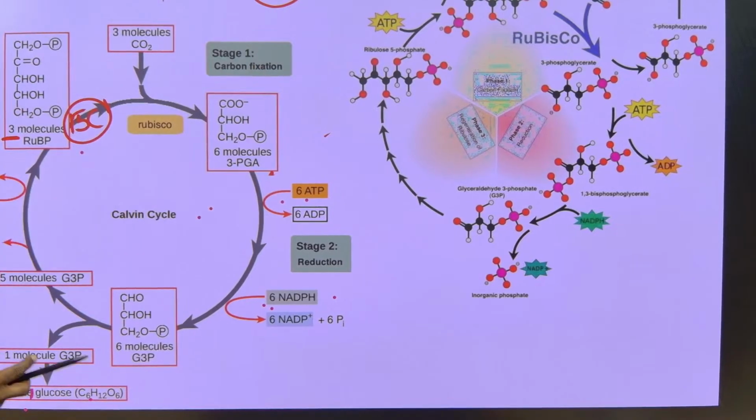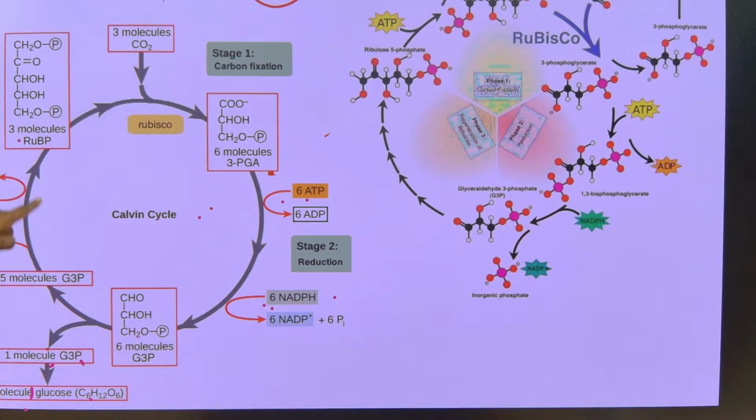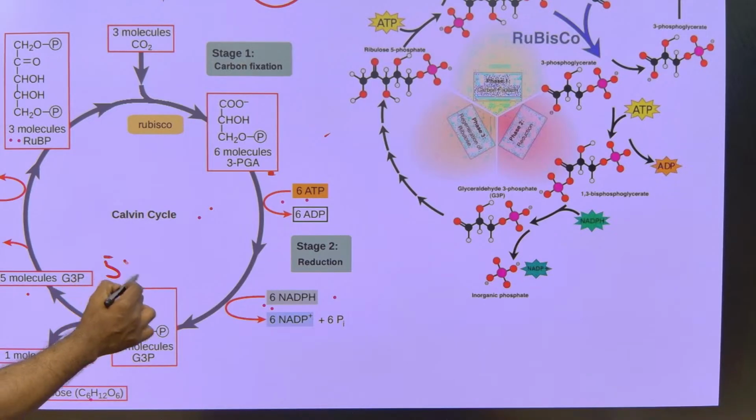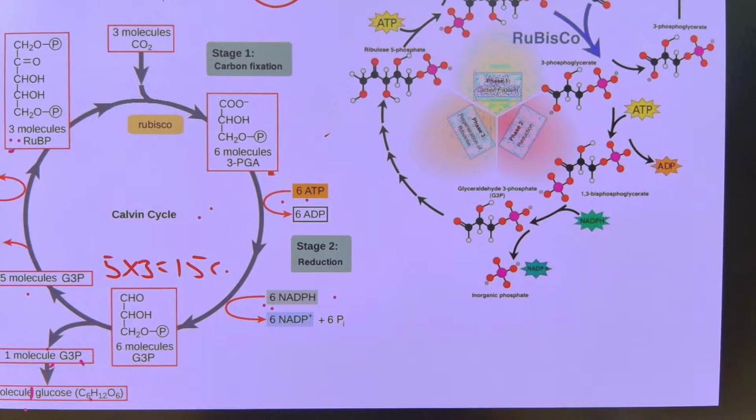Now look into this. Out of 6 molecules, 1 is coming out. How many are left over? 5 are left over. Now 5 molecules of G3P are regenerated to RuBP. 5 molecules of G3P is how many carbon? 15 carbon. So by using 15 carbon I have regenerated RuBP. Correct? So in order to regenerate 3 molecules of RuBP, for every RuBP we have to spend 1 ATP. You understand? Ask me, I'll explain again.